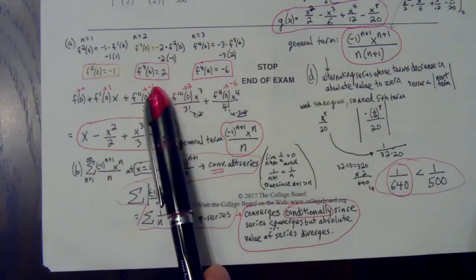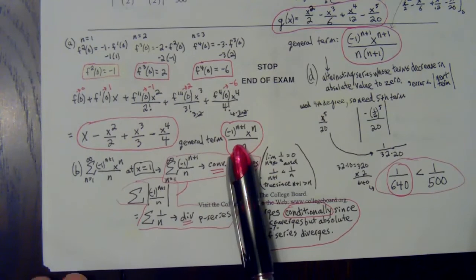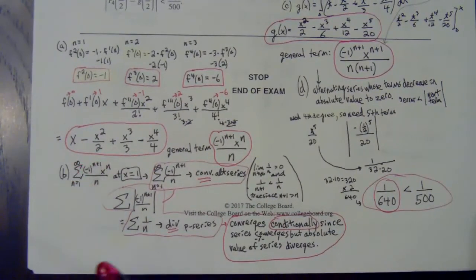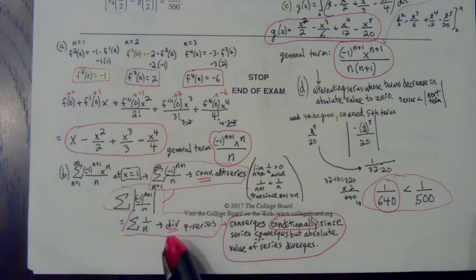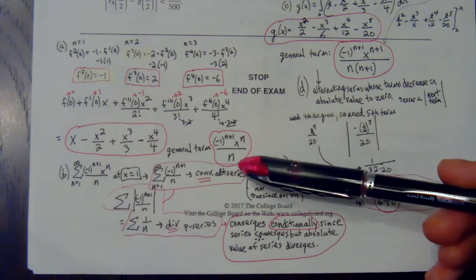And this is also something, even if you had trouble with all of this stuff right here, you could still get this general term just by looking at those terms there and those terms here. I think this is an easier one. We kind of see what's going on with that. This is x to the first over 1, x to the second over 2, x to the third over 3, x to the fourth over 4. So that's just going to be x to the nth over n.